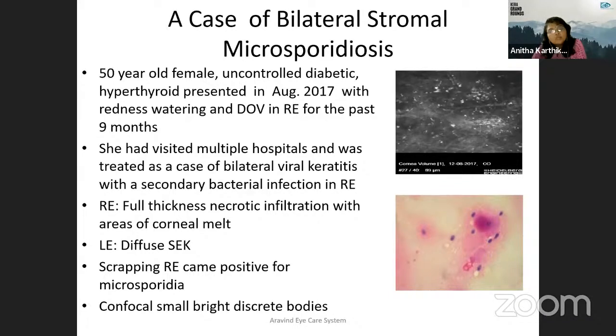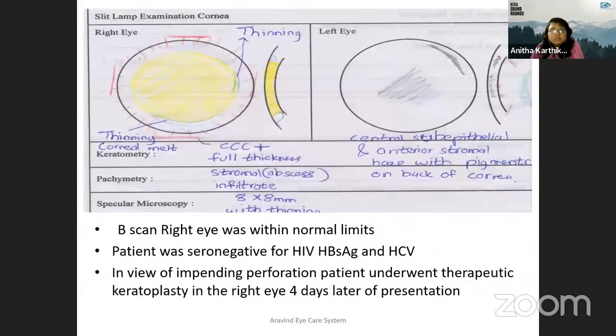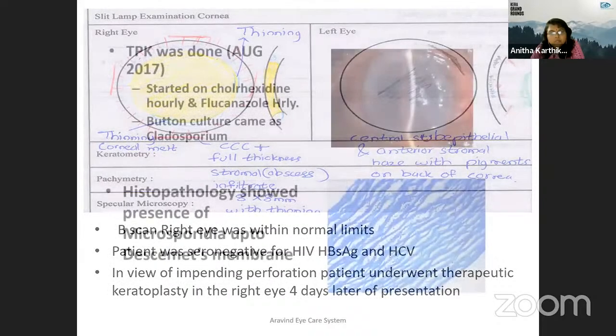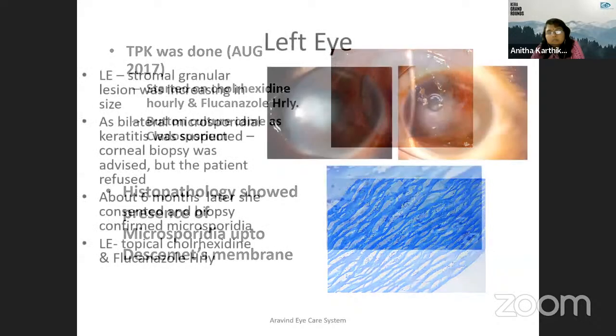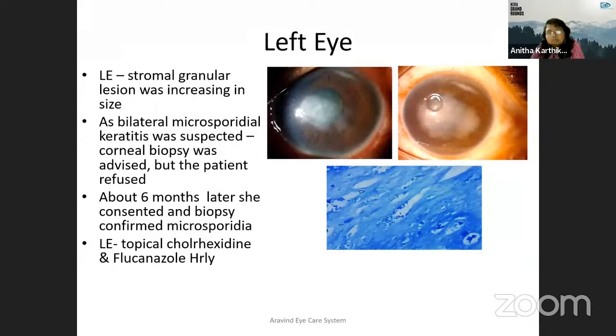Scraping in the right eye came positive for microsporidia on gram stain. Confocal showed small, bright, discrete bodies suggestive of microsporidia. B scan in the right eye was within normal limits. The patient was seronegative for HIV, HBsAg and HCV. In view of impending perforation, the patient underwent therapeutic keratoplasty in the right eye 4 days after presentation. She was simultaneously started on chlorhexidine and fluconazole eye drops hourly. Button culture grew Cladosporium. Histopathology showed the presence of microsporidia up to the Descemet membrane. Meanwhile, the left eye stromal granular lesion was increasing in size. As bilateral microsporidiosis was suspected, corneal biopsy was advised, but the patient refused.